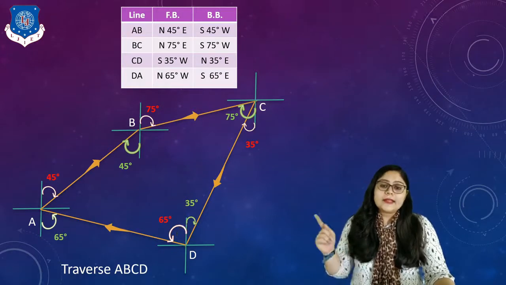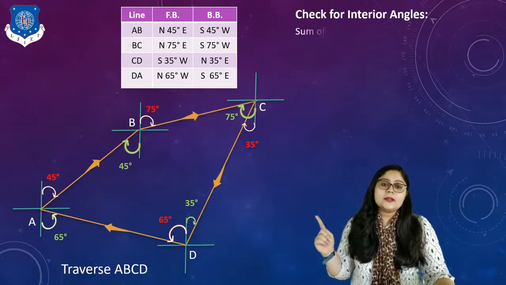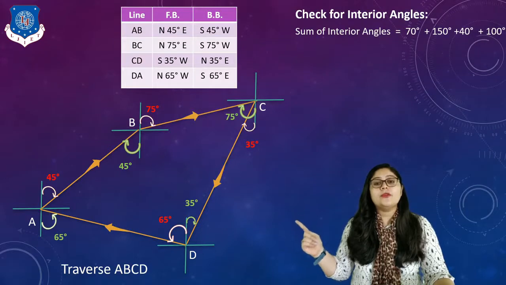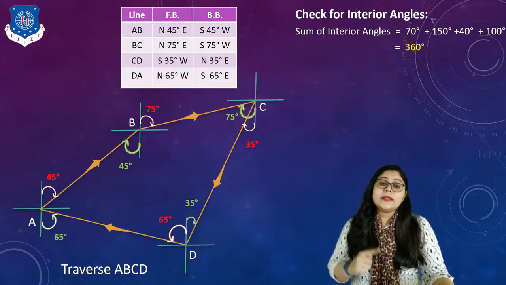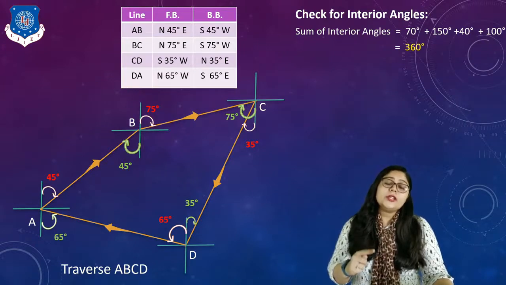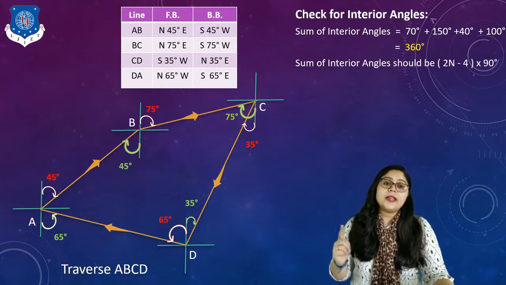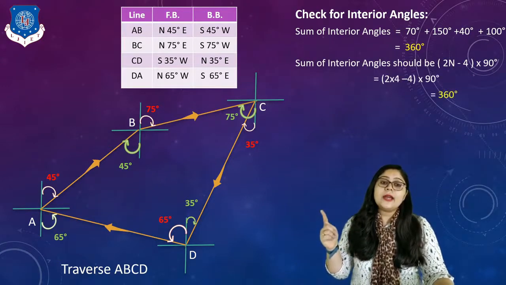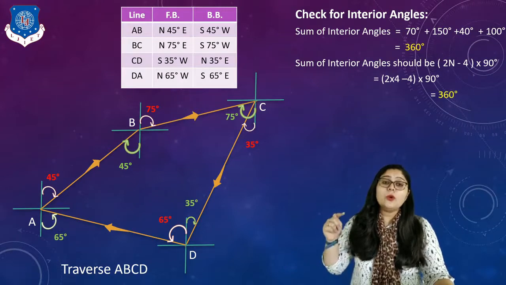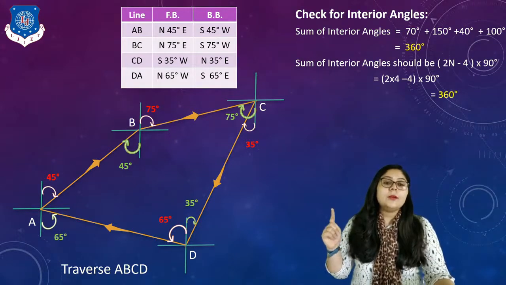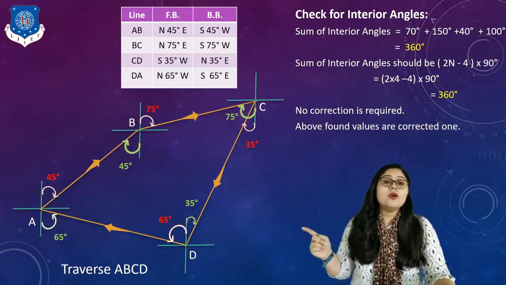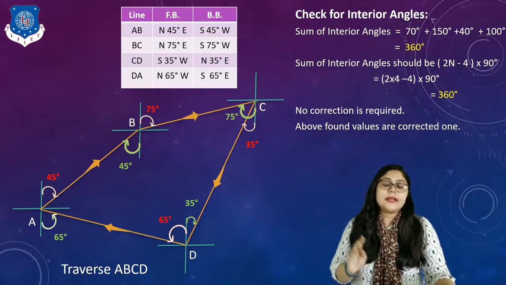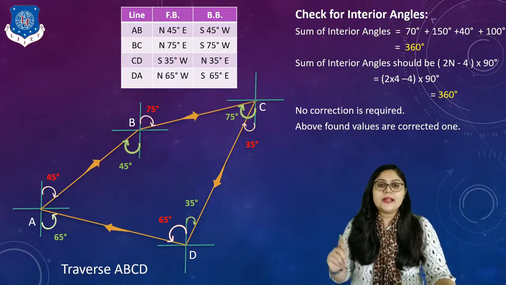Now if I have all the angles, for check, I have to do the summation of all the interior angles first. Then I will get the answer as 360 degree. And I already have the equation for checking interior angles, which says (2n minus 4) into 90, which gives me the value of 360. Now you can see both values are the same. It means there is no need for correction, and the above found values are the correct ones. There is no need for corrections, right?